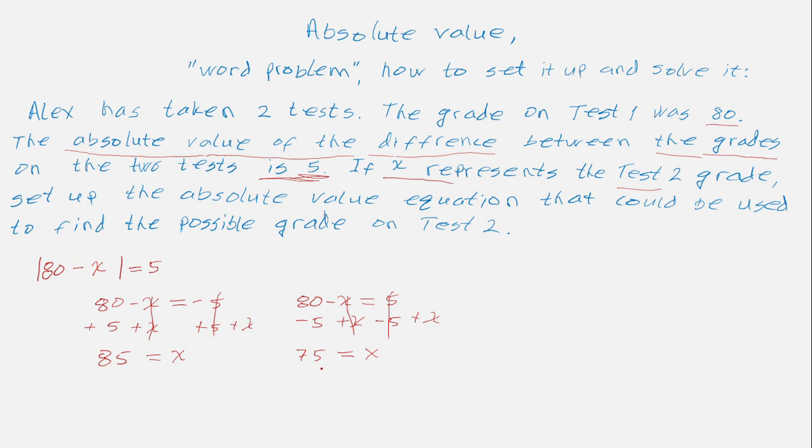Now we could have figured this out without even setting it up, because it says that the absolute value of the difference is 5. So that means whatever this grade is, we go up 5 and down 5. So it's either 75 or 85. But the question asked to actually set it up. So here it is, we set it up, and then we solve it algebraically. We have our two answers. So the grade on the second test was either 75 or 85. Thank you for watching.